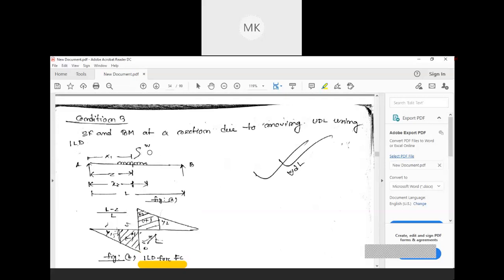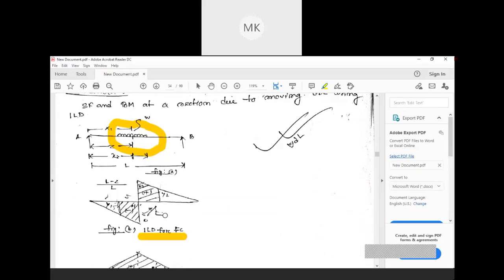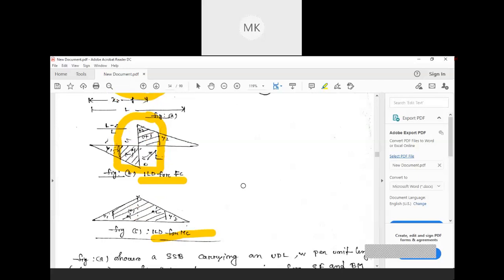So see here, a UDL is given, W per meter span. This UDL is given. For this, we need to draw the same diagram, but we have to select the area where the UDL is applied. Let's go through this. You'll understand when we go through this.